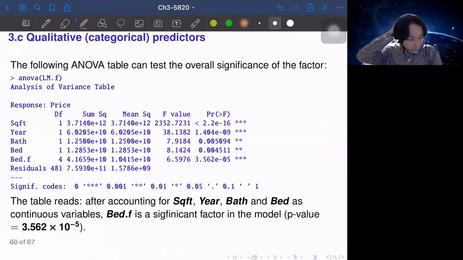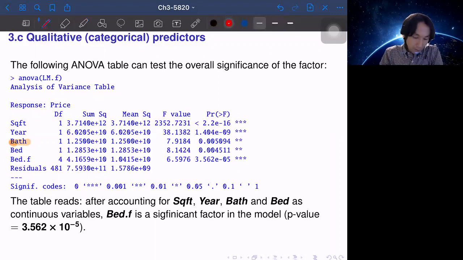And this is the Anova table to see whether an additional predictor helps to improve the model. Now, for example, let's see the number of bathrooms. Suppose that the price is explained by square footage and year. If we add another predictor, the number of bathrooms, does it have a significant impact on the model or not? And this p-value indicates that the bathroom is a significant predictor.